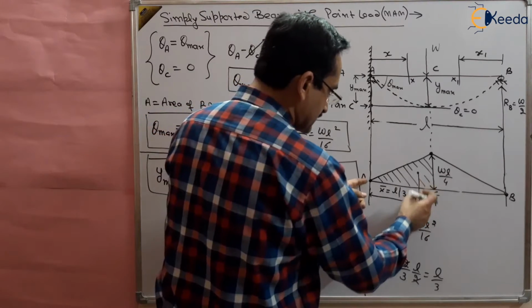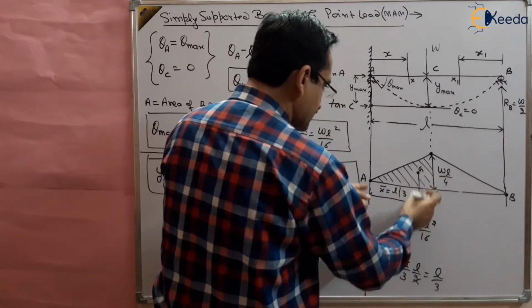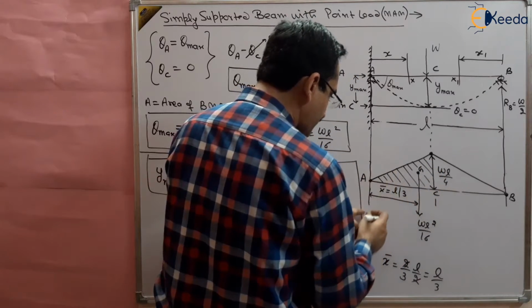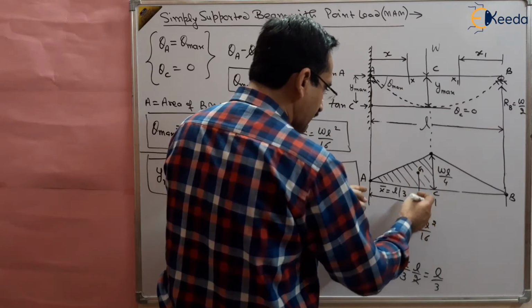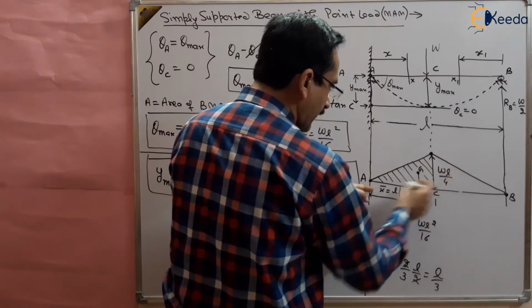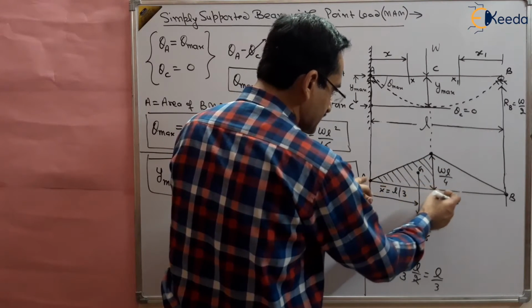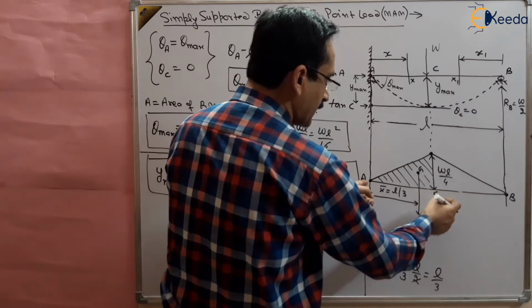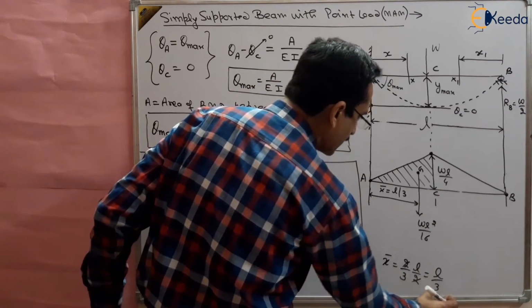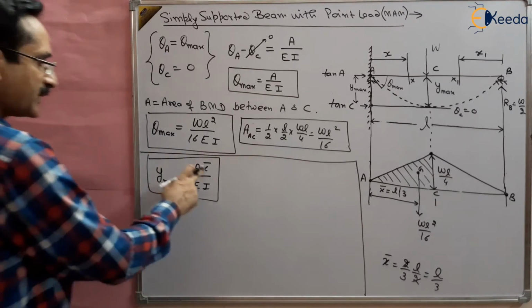So this is the center of gravity, and this distance is the distance of the center of gravity from the reference line. The center of gravity lies at a distance of 2/3 from the vertex of a triangle, because this is a triangle. So 2/3 of this distance AC, and this distance is L by 2. So 2/3 of L by 2 is L by 3. So x bar is L by 3.